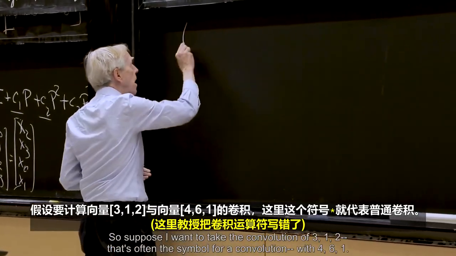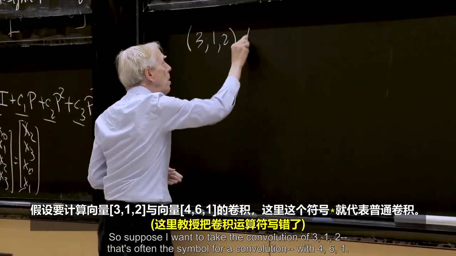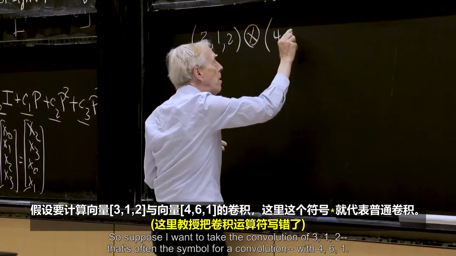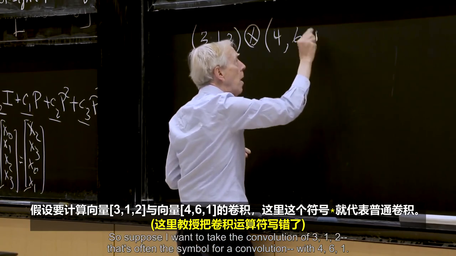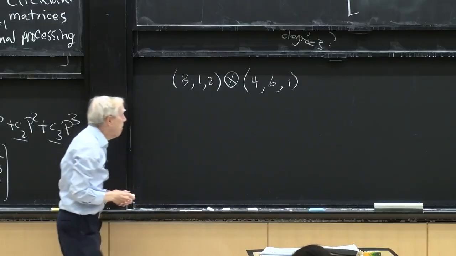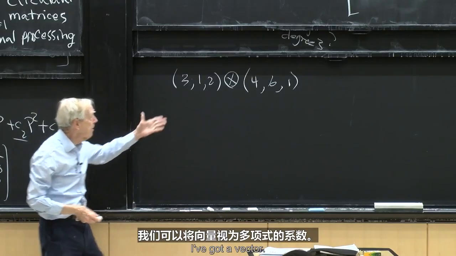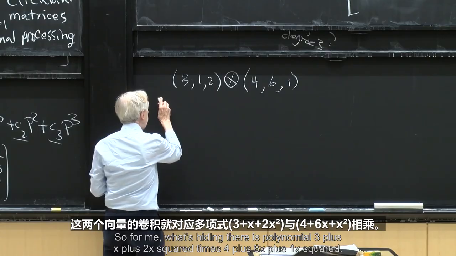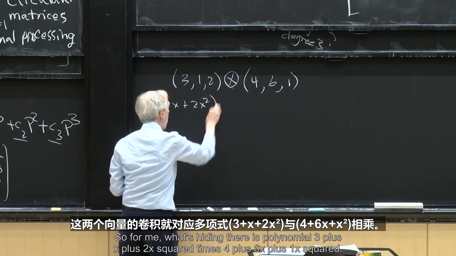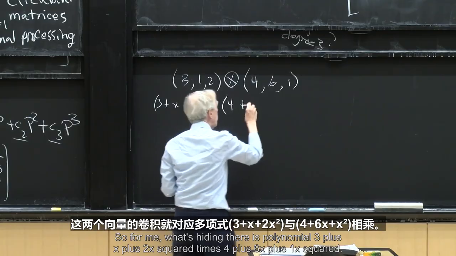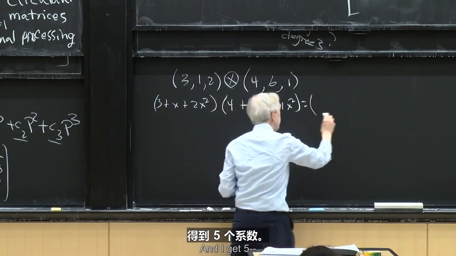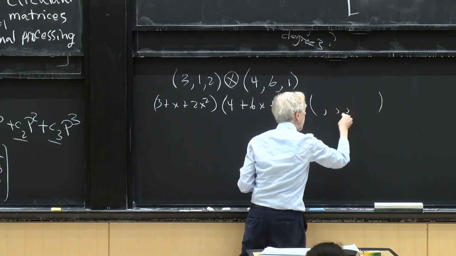So suppose I want to take the convolution of 3, 1, 2. That's often the symbol for convolution, with 4, 6, 1. Okay. So what does that mean? I've got a vector. What's hiding there is polynomials, 3 plus x plus 2x squared times 4 plus 6x plus 1x squared. And I just multiply them out, and I get 5.